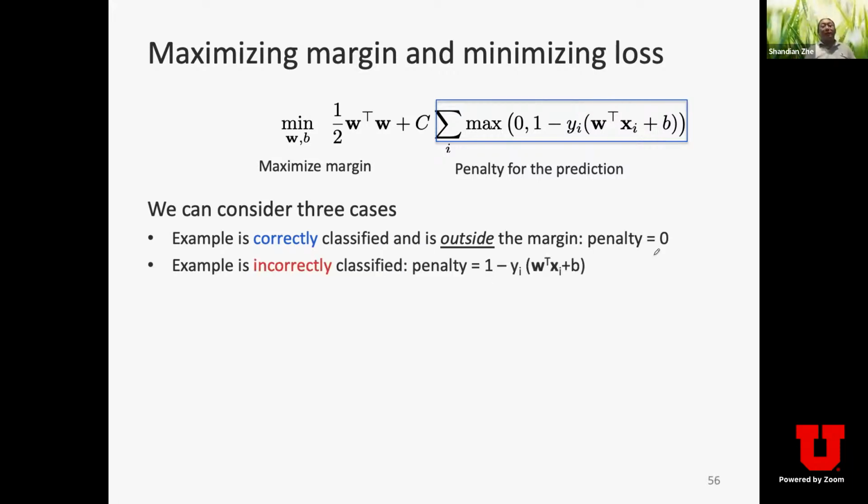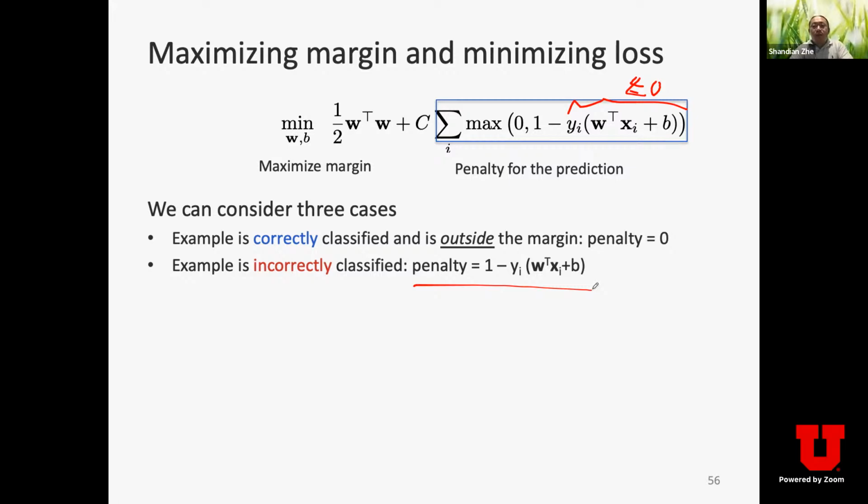Another case: if the example is incorrectly predicted, we know that this product is less than 0, right? If it is less than 0, 1 minus some negative value will be positive. So the max between 0 and some positive number is still positive. That means you get a positive penalty, a positive cost, which is 1 minus the function margin.